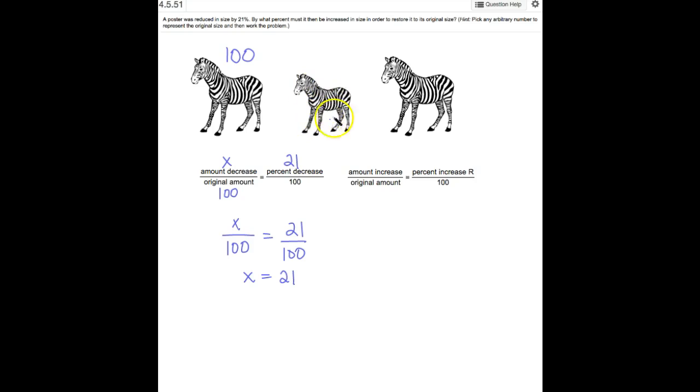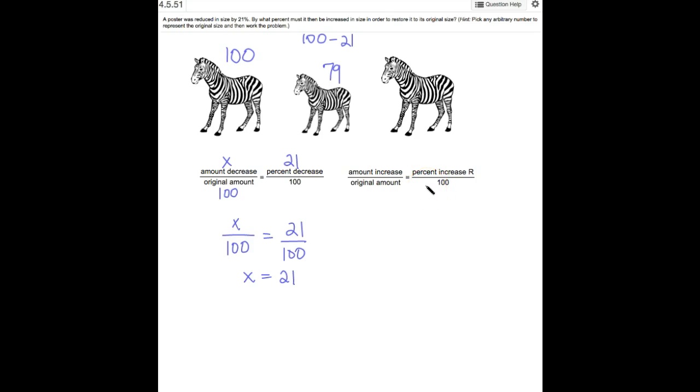So now let's talk about what this poster size would be. If it was 100 to begin with, and we are decreasing it by 21, that's what we just found with x, then the new zebra poster will be 100 minus 21, or 79. So that's the new size. So now we want to increase our poster. So we want to use the percent increase formula.